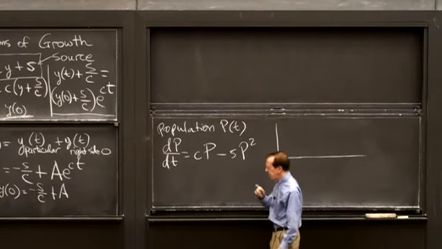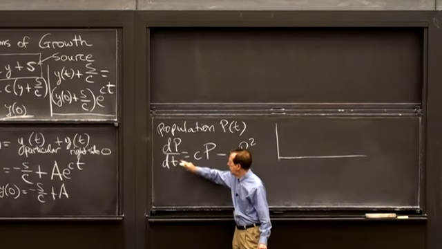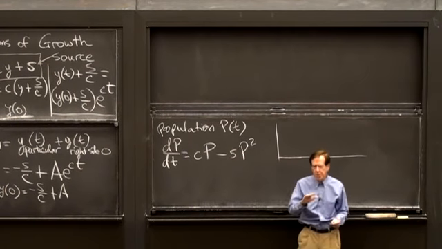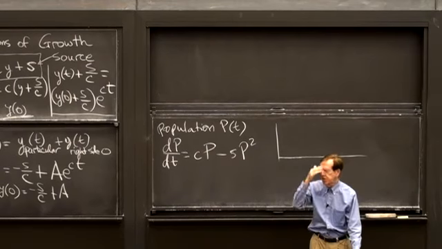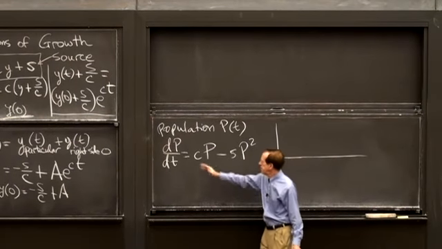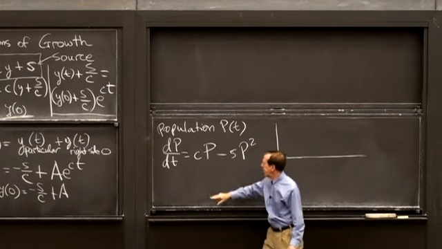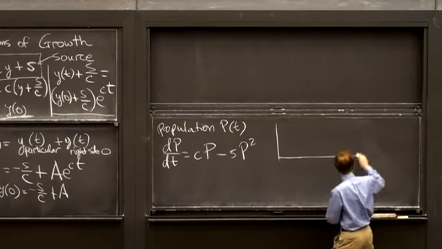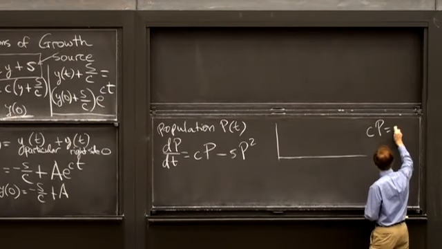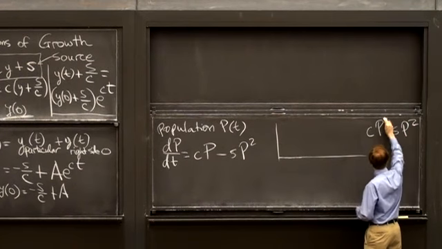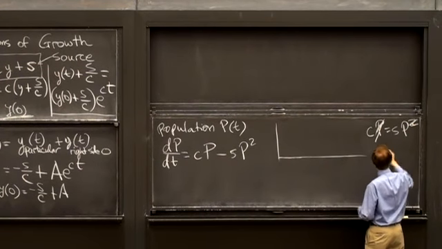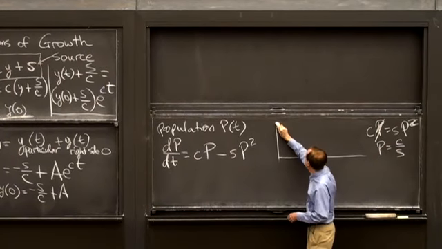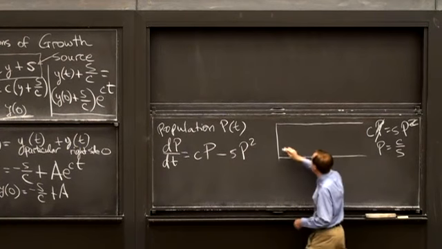There's another important case when the derivative is 0. Suppose the derivative is 0. That means we're going to look for a particular very special solution that doesn't move. So if that derivative is 0, then Cp equals Sp squared. If Cp equals Sp squared, and if I cancel a P, I get P is equal to C over S. So there's some solution. Can I call it that? C over S.